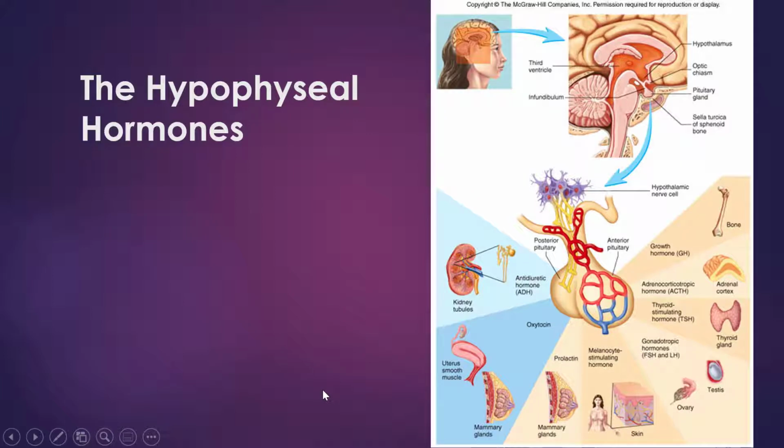So let's take a look at another name for the pituitary gland, the hypophysis. When you say hypophyseal, you are referring to the hormones of the hypophysis. And you have several hypophyseal hormones, okay? You have the growth hormone, the adrenal, the ACTH, the thyroid, the TSH or thyroid stimulating hormone, the gonadotrophic hormones, the FSH and LH, the melanocyte stimulating hormone, prolactin, oxytocin, then the antidiuretic hormone.